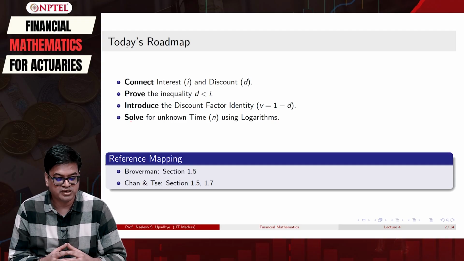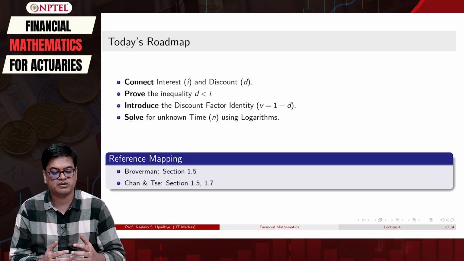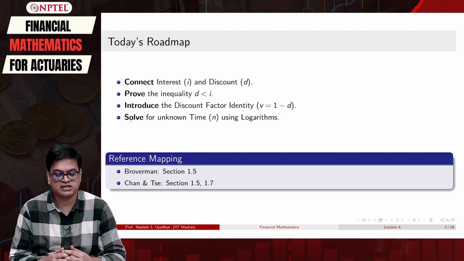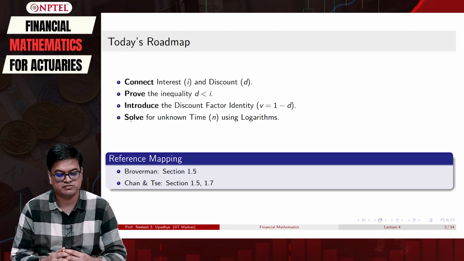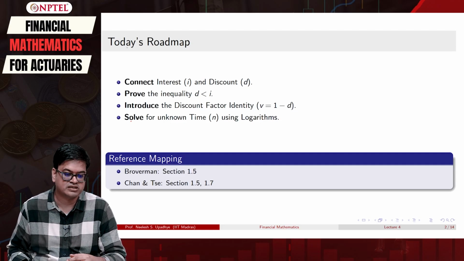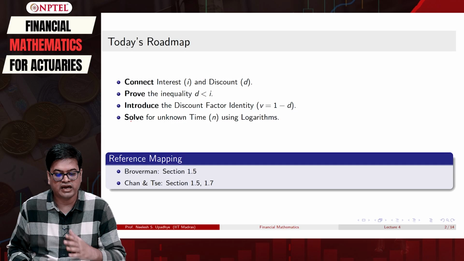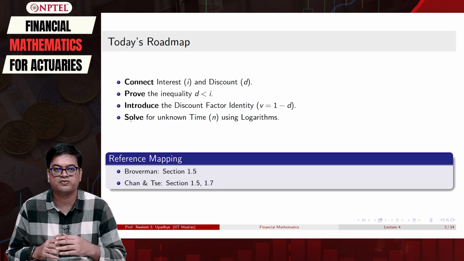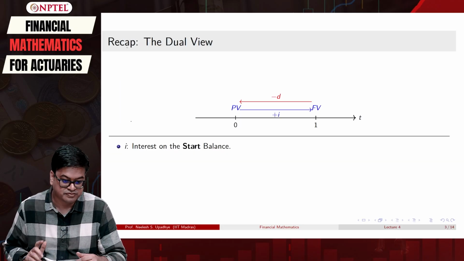The reference mapping is again the same, Broverman section 1.5 and Chan and Say sections 1.5 and 7. Okay. So let us dive deeper into today's class, where we are actually exploring the relationship between I and D, and in turn we will land up in proving 4 to 5 identities.